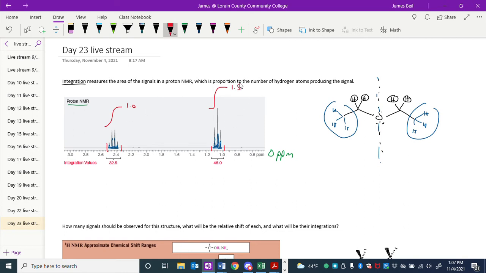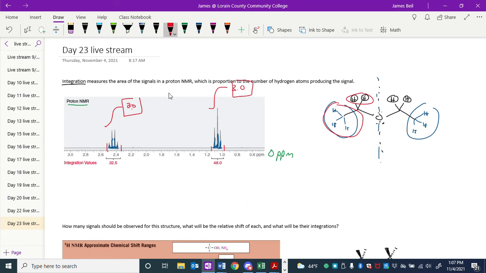And I would say, well, I can't have half of a hydrogen adding to that signal, so what I'm going to do is double this here and set this one equal to 2. And when that one's equal to 2, this one would end up being equal to 3. So that tells me it's a 2 to 3 ratio. Or for every 2 hydrogens producing this signal of this type, there are 3 hydrogens of this type producing the other signal. It doesn't necessarily tell me that there are 5 total hydrogens in the structure.